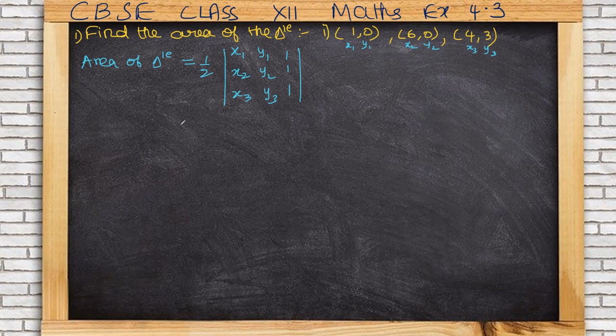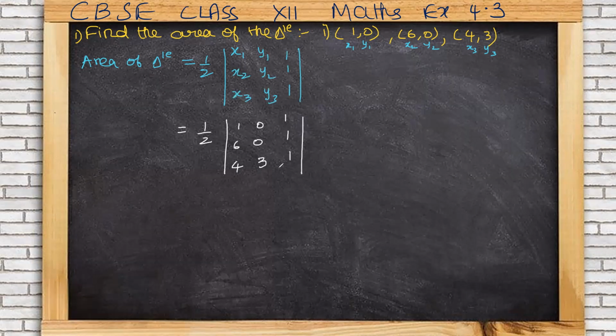Let's substitute the values. In place of x1, y1, it is 1, 0, x2, y2 is 6, 0, and x3, y3 is 4, 3. And the last column is 1. So mention along which row or column you're going to expand. The hint here is, wherever you have 0 in a particular row or column, if you expand along that row or column, the expansion will be easy.